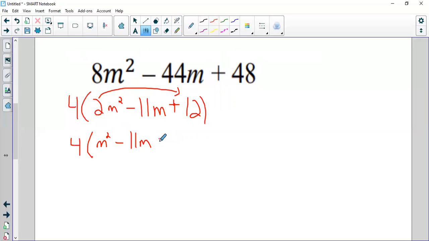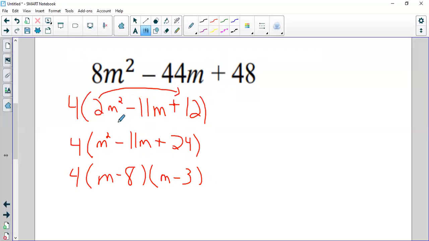And that 12 just became a 24. And I need factors of 24 that add to make 11. 8 and 3 would be my pair. So I got a 4, I got an m, and another m. Or I'm adding to make 11 because my c value is positive. 8 and 3 are my two factors. Both of my signs are negatives to make that negative 11.